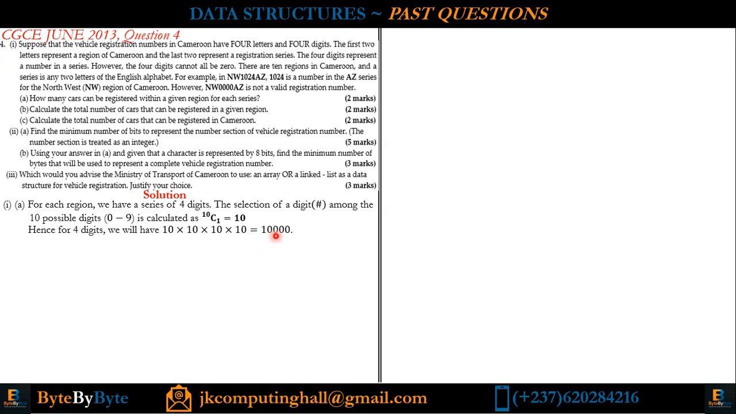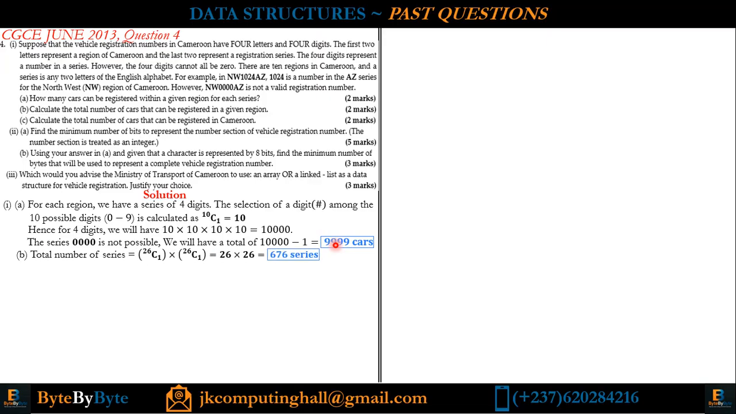But remember, it was said that 0000 is not possible, because I can have 0 as the first number, the second, the third, and the fourth. Meaning that the series 0000 is not possible. We will have a total of 10,000 minus 1, which is 9,999 cars. So for each series in each region, there is a possibility of having 9,999 cars.